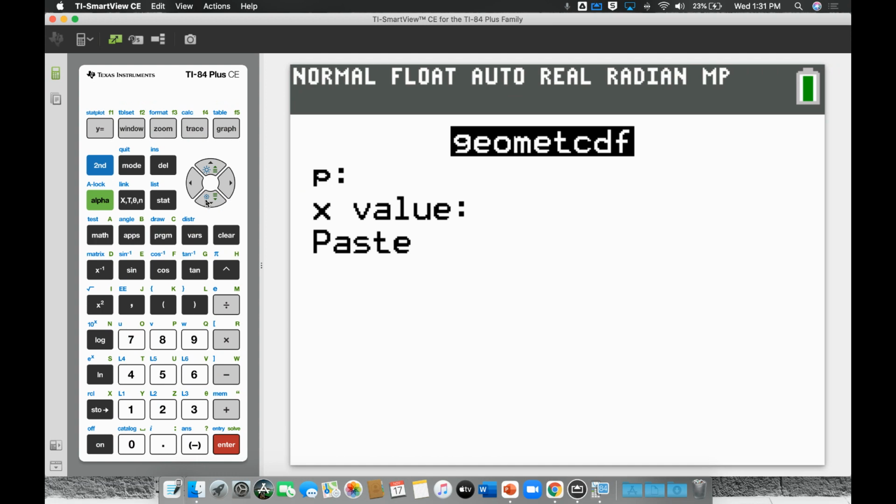What's the probability of success here? 0.25. Here's a trick question. What's the X value? 4. Good. 4. Because remember, it starts from 0 and goes up. Well, I want to start from 5 and go up. So my calculator can't do that, but I can go 0 to 4 and then subtract, right?